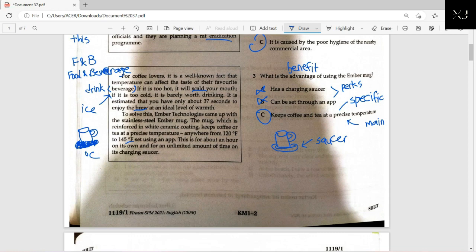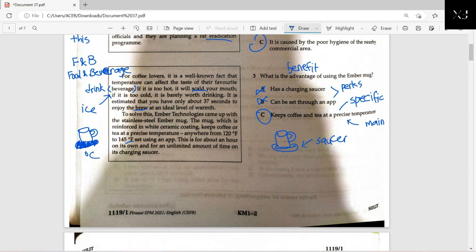Another example: if you want to go on a vacation, you tell me, I want to go to Japan because I want to go to the theme park there, I want to go to the cafes there. So what is the main point of you going to Japan? Because you want to go on a vacation and relax yourself. So that is the main point.